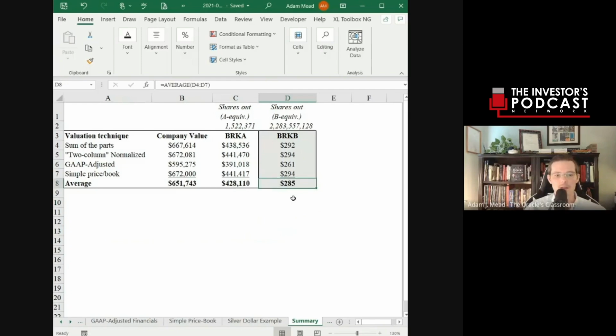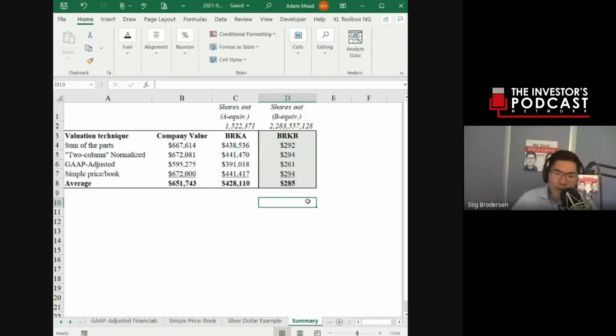So 285 per B share implies $428,000 for the A share, which implies a value of about $652 billion for Berkshire as a whole. So, Adam, perhaps some of the viewers out there might be saying, well, what's the best method? Is there such a thing as the best method?